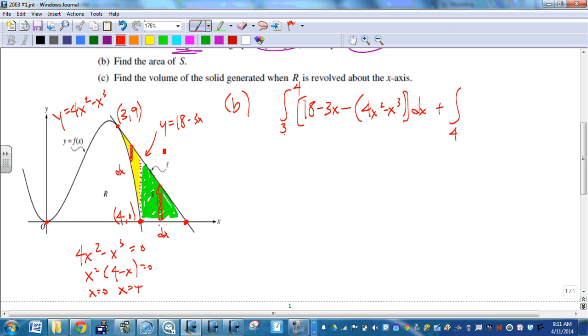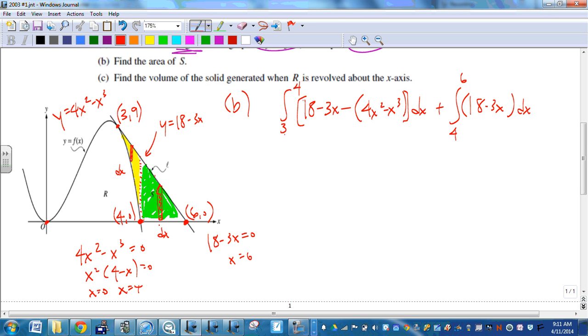Again, we could graph it and do it on our calculator, but this is pretty simple. We want to know when is 18 minus 3x equal to 0. Well, that happens when x is 6. So this is at 6, 0. So the second integral is going from 4 to 6. And if we're doing top minus bottom, we're doing the line minus the x-axis, which is really just 0. So really, all we're doing is finding the area under the line. So it's just 18 minus 3x dx.